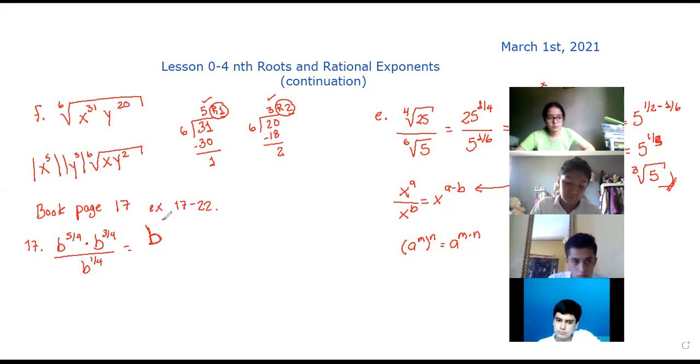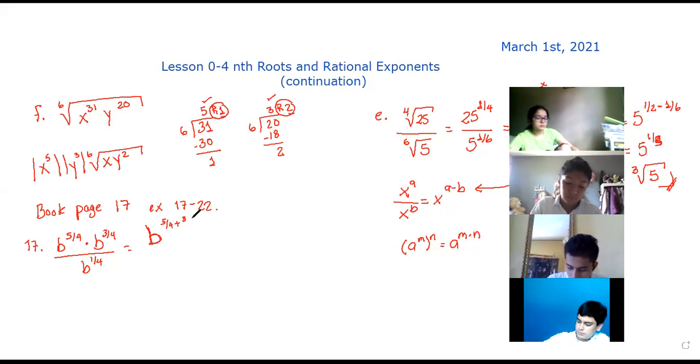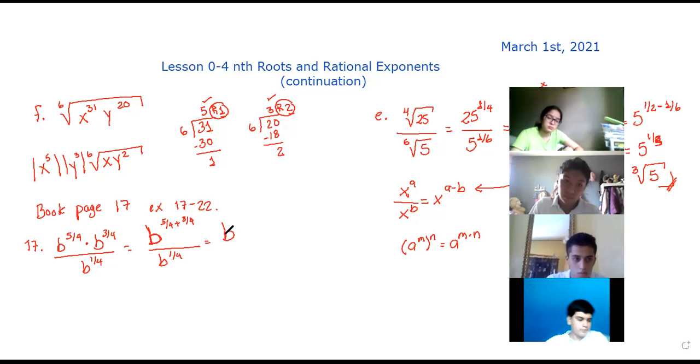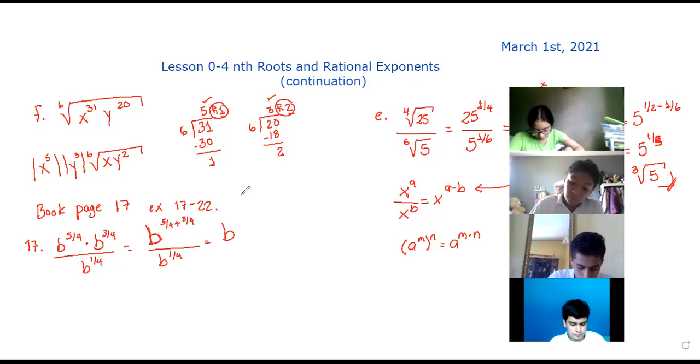So that will be 5/4 plus 3/4, divided by B to the 1/4. Tell me how much is 5/4 plus 3/4? I got 2. They have the same denominator, so you copy the denominator and add the numerators. 5 plus 3 is 8, and 8 divided by 4 is 2. Divided by B to the 1/4.